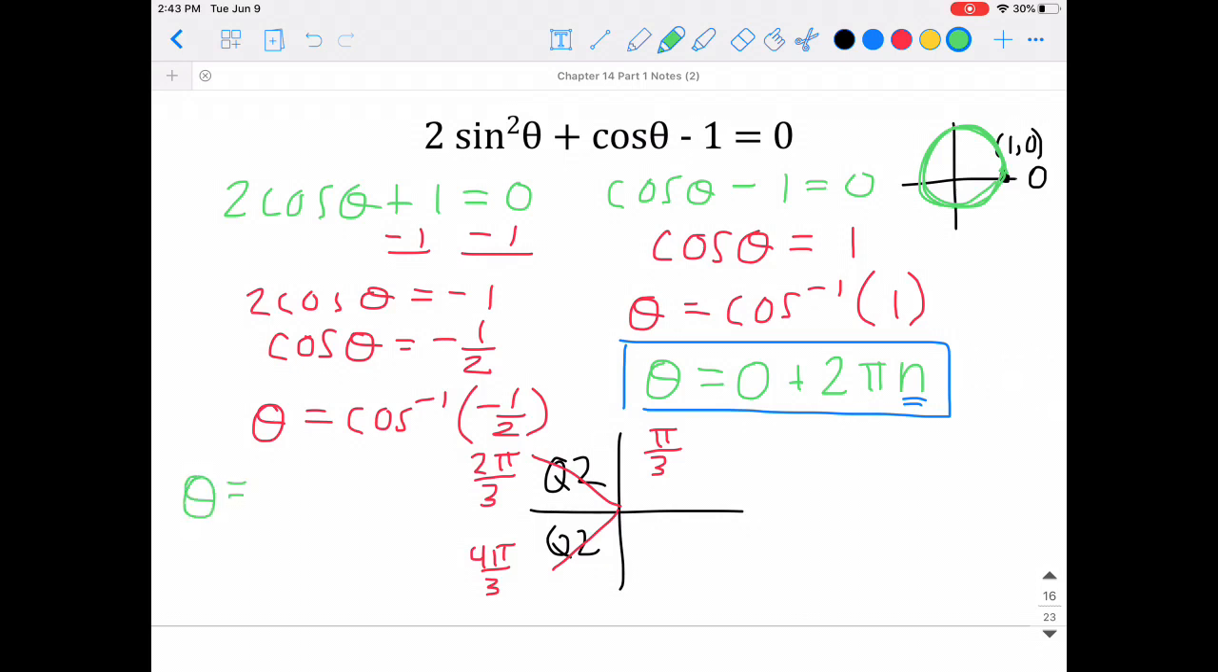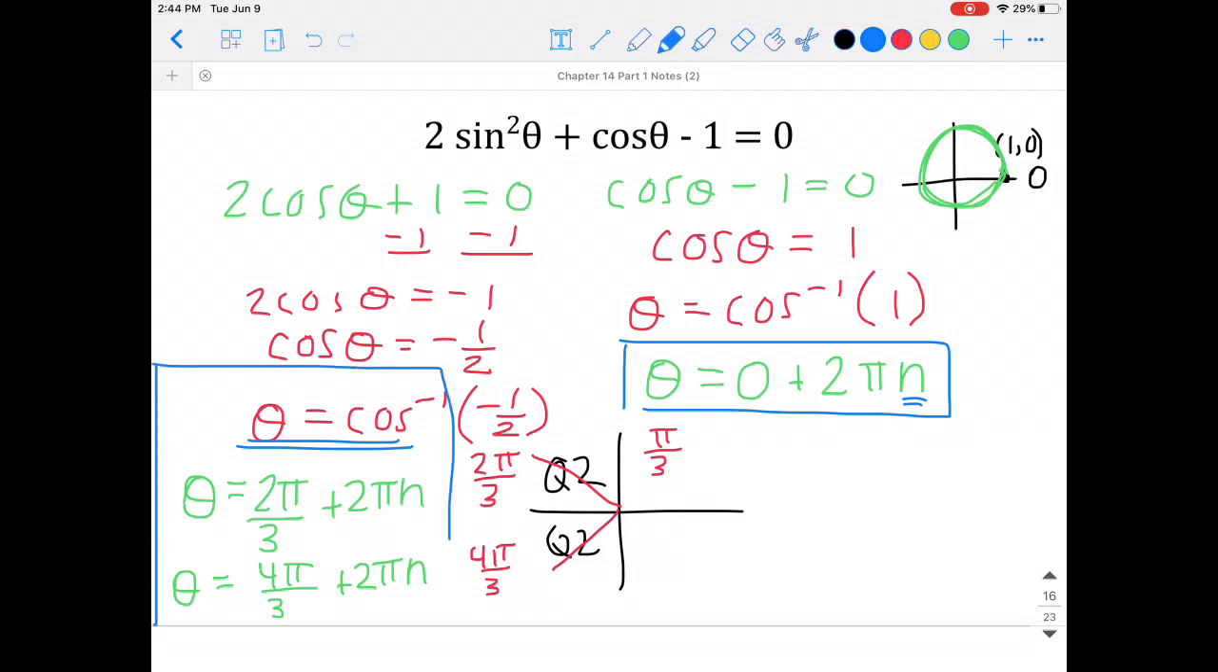Theta is going to be equal to 2 pi over 3. That's our one solution. To find the complete solutions, we have to add 2 pi n. Or theta is going to be equal to 4 pi over 3 plus 2 pi n. So from that original equation where we had cosine theta equals negative 1/2, we get our equation to solve for theta, and then we could figure out our solutions, which are going to be 2 pi over 3 plus 2 pi n, 4 pi over 3 plus 2 pi n.